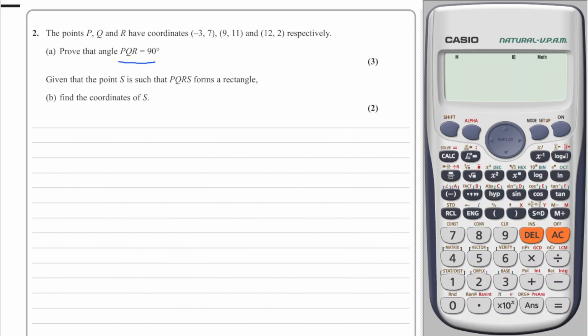So first of all, I just mark the points. Here we have (-3, 7), this is our P point, and the Q point is (9, 11). So here approximately I mark it as (9, 11). So this is my Q point, and the R point I have is (12, 2). It is approximately here. So this is (12, 2), that is my R point. So I can create the lines like this. If I prove that these lines are making 90 degrees or are perpendicular to each other, then this PQR is 90 degrees. So how can I do that?